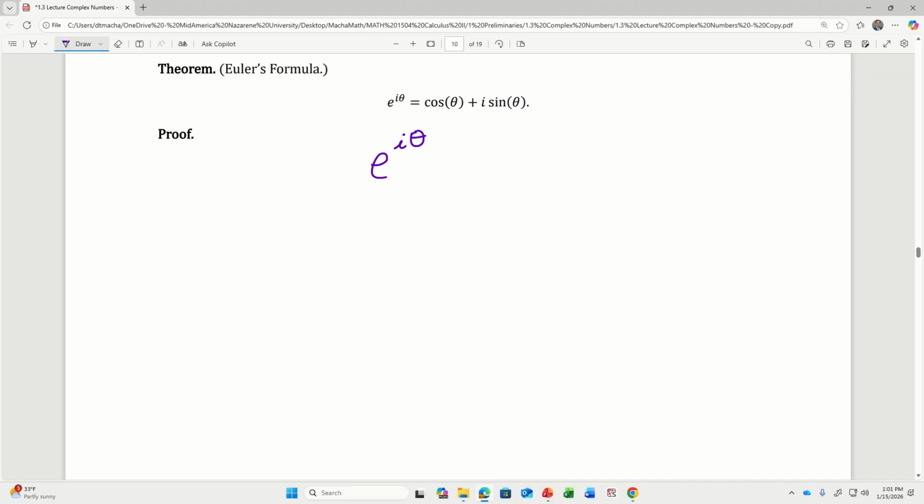And this is valid if theta is any complex number, but really what we care about today is letting theta be any real number. So pretend theta is a real number. This is equal, in every way, to the cosine of theta plus i, that's square root of -1, times sine of theta. This is an extremely important identity.